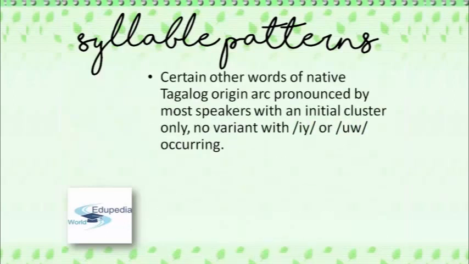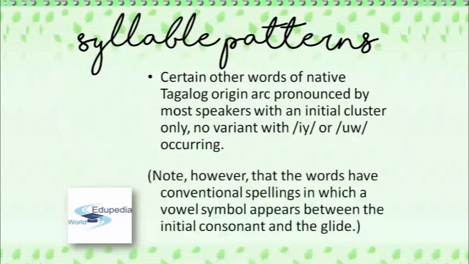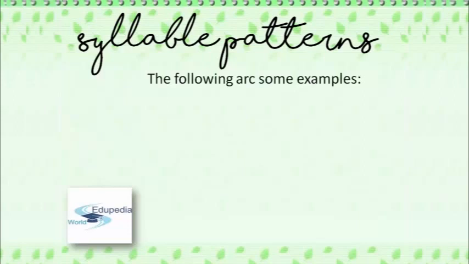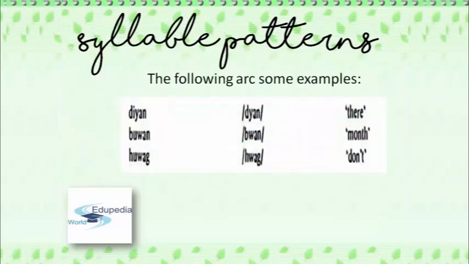Certain other words of native Tagalog origin are pronounced by most speakers with an initial cluster only, with no variant with I or U occurring. Note, however, that the words have conventional spellings in which a vowel symbol appears between the initial consonant and the glide. The following are some examples. We have here dyan, there, buwan, month, wag, don't.